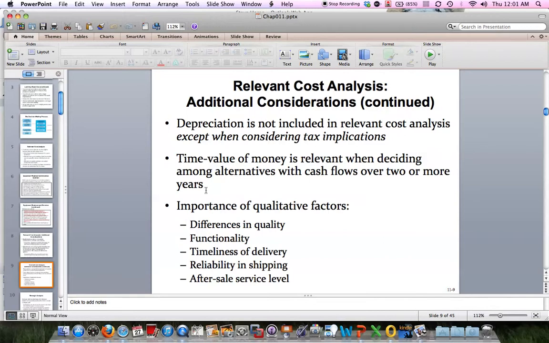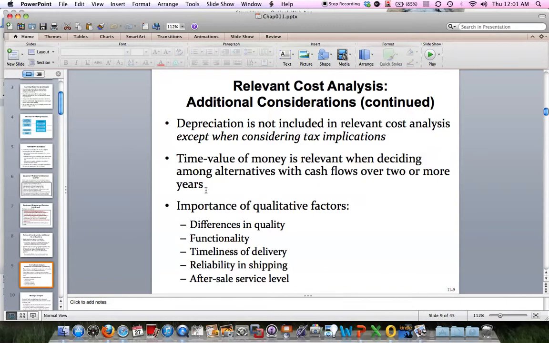Some other things to think about with relevant costs. These are mostly listed on the top of page 414, is the fact that depreciation is typically not included, except when there's some tax implications, because depreciation reduces taxable income. So it can be a factor if we bring in the tax component. Otherwise, it typically is not.